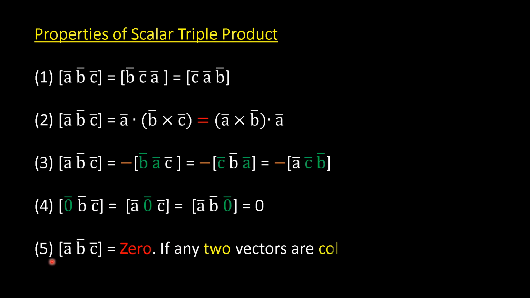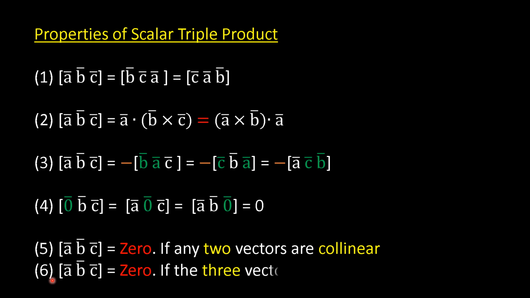Fifth property, box a bar b bar c bar is 0 if any of the two vectors are collinear, which means that any of these two vectors can be expressed as a non-zero scalar multiple of the other. Sixth one, box a bar b bar c bar is 0 if the three vectors are coplanar, which means that any one of these three vectors can be expressed as a linear combination of the remaining two.